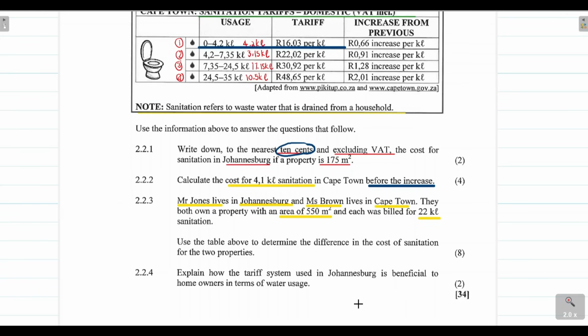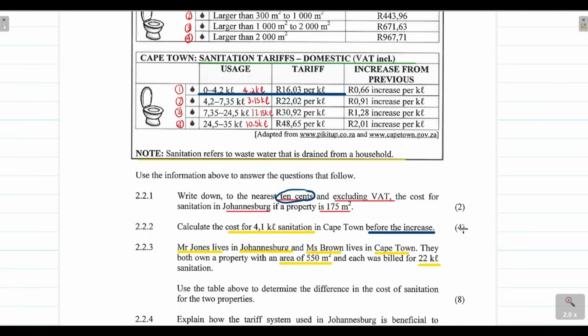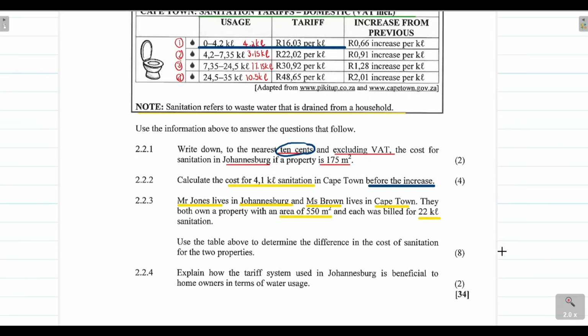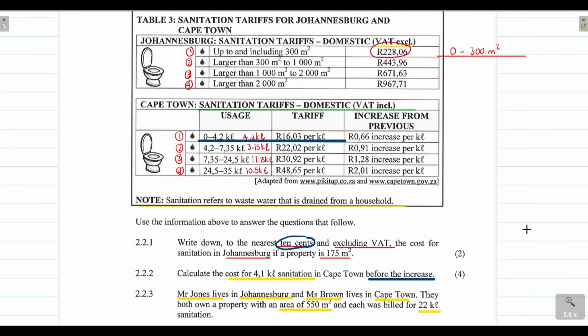Okay, how much would a person that stays in Cape Town pay? This question wants us to understand that, firstly, when you stay in Johannesburg, you get billed based on the area or the size of your property. When you stay in Cape Town, you get billed based on the percentage of water that you've used. So we need to take that into consideration when making these two calculations.